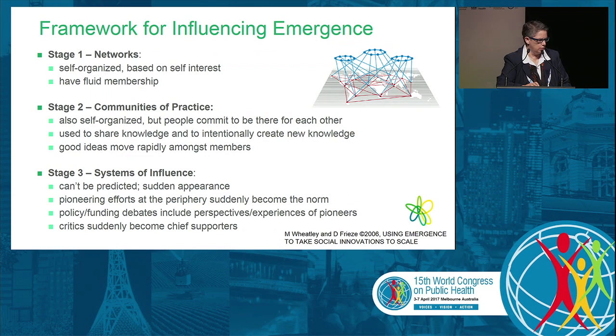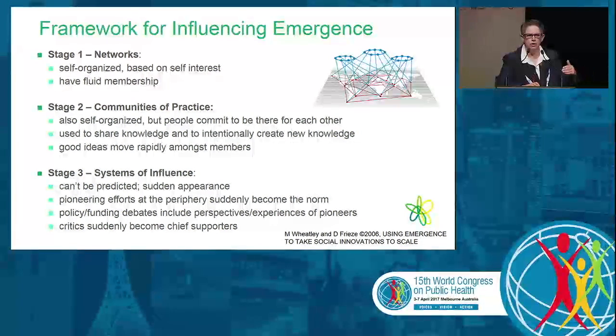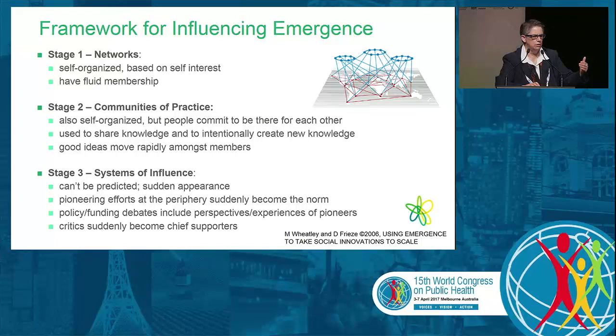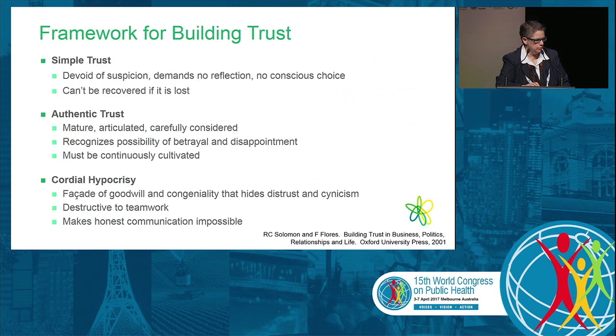This is Wheatley's framework for influencing emergence, where she talks about how you go from networks to communities of practice to systems of influence. And because time is short, I don't want to spend a lot of time on it, but what she does is articulate how you can help loosely affiliated groups of people who are mostly there for self-interest to move into being a community of practice, or ultimately what we really are trying to build in public health, which are systems of influence.